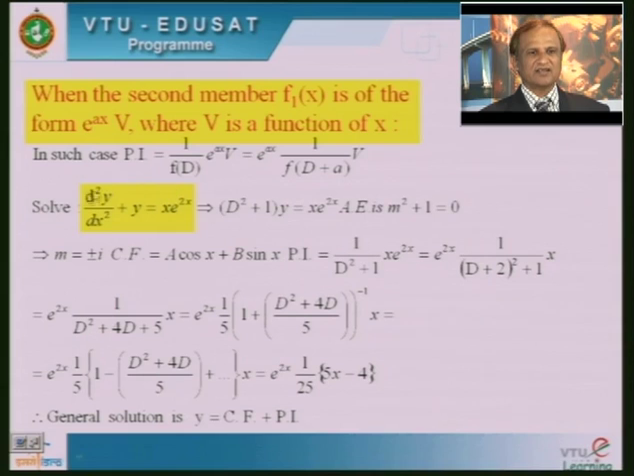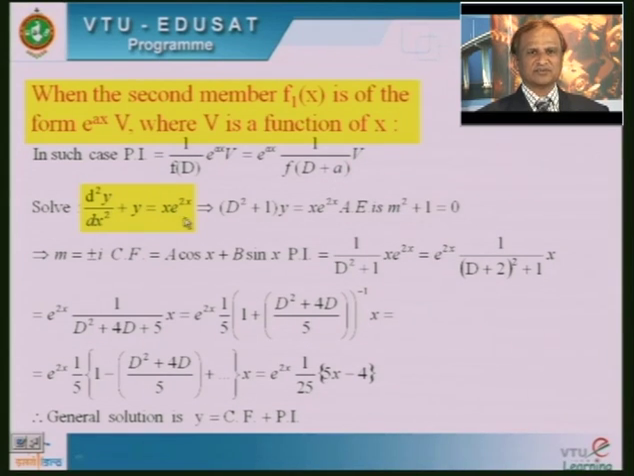For example, the given equation may be in this form: d square y upon dx square plus y is equal to x into e to the power 2x. Observe the right hand side member; clearly it is a non-homogeneous term, x into e to the power 2x. It is of the type e raised to ax into v, e raised to 2x into x, so v is equal to x.